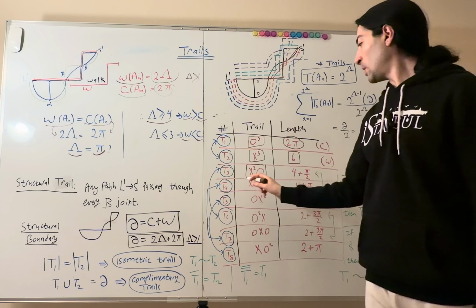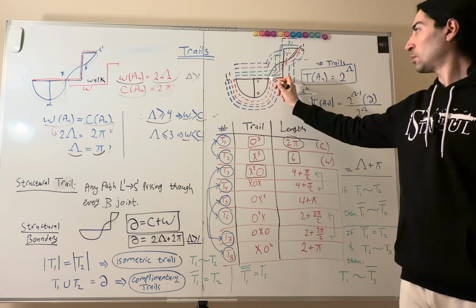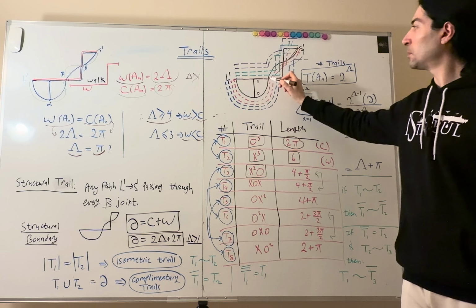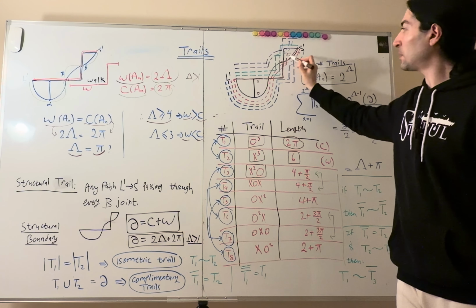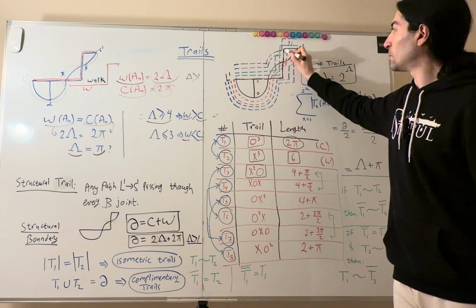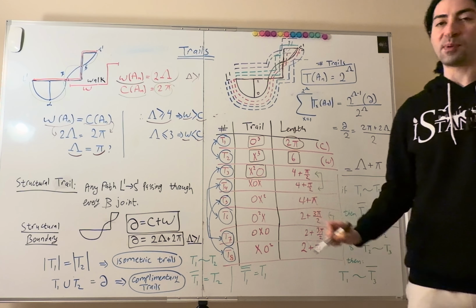Let's look at this one, XOX. So we walk here, that's a 2, and then an O, so we're going to stay on the outside here. That's pi over 2, and then another x, which is 2. So that also adds up to 4 plus pi over 2.